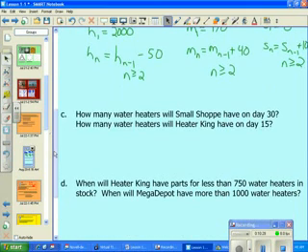For instance, how many water heaters will Small Shop have on day 30? If I tell you you have to use that recursive formula, you would sit there and go, all right, on the first day I have 0. On the next day I have 10. On the next day I have 20. And do this for 30 days. See where you end up. Well, our calculator is a nice little tool to help us do that a little faster than sitting there and writing it all down.